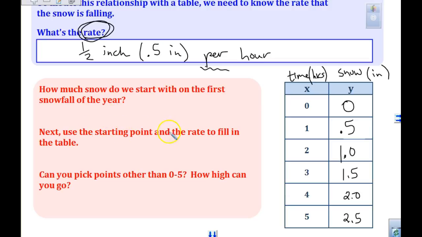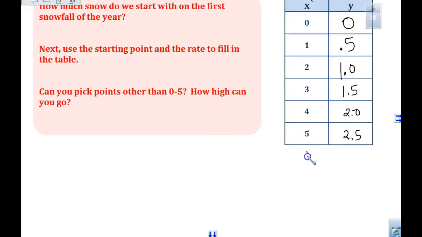It says, use the starting point and fill it in. Once you know that rate of change, you can pretty easily fill it in. So it says you can pick numbers from 0 to 5. How high could we go? What did it say it was supposed to snow for? How long? 12 hours. So we're not going to continue this table through 12, right? But at 12 hours, if it stops snowing, how much snow would we have on the ground? ½ an inch per hour, 12 hours. How much would we have? 6 inches, right?